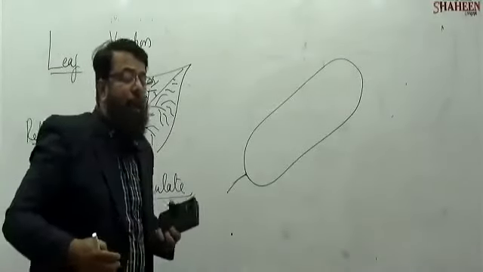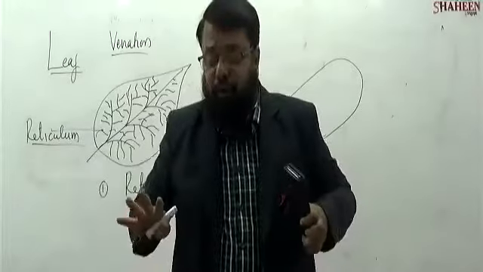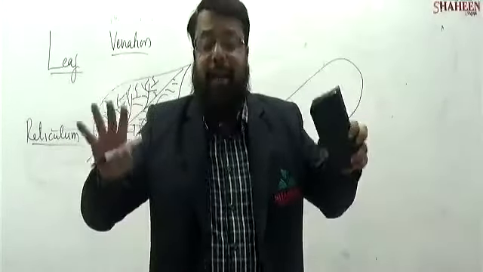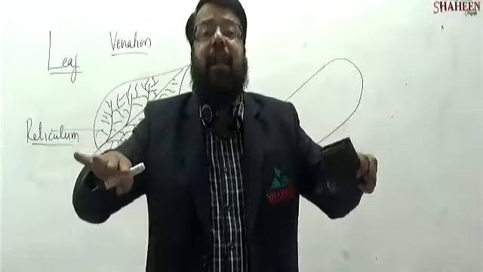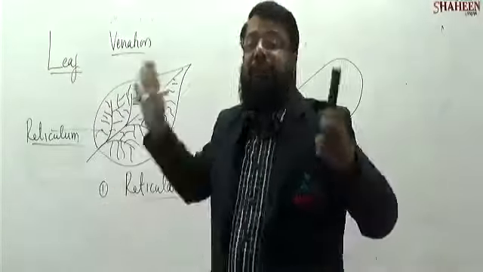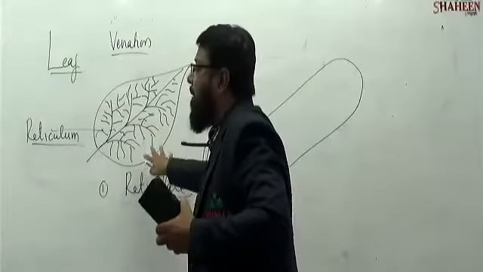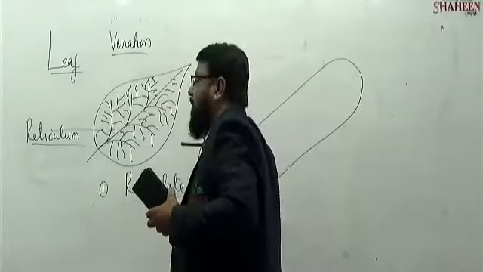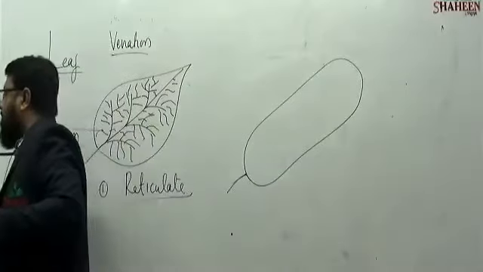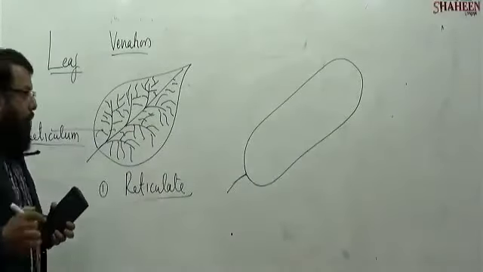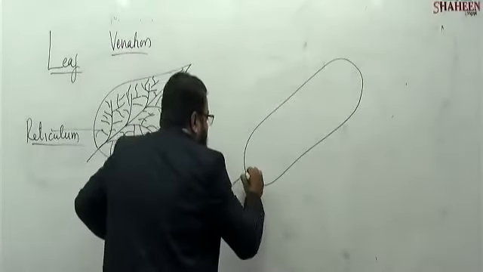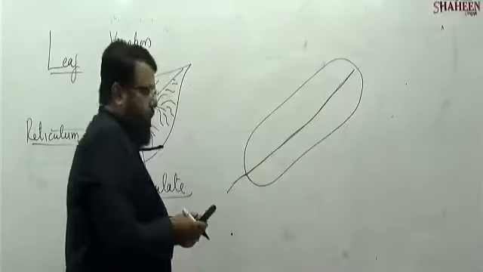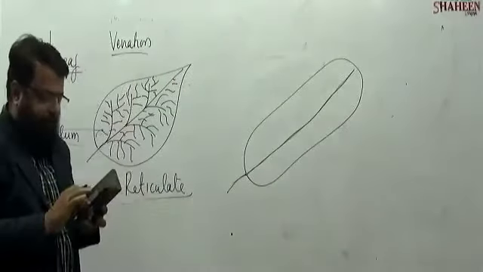We are talking about the arrangement of veins and veinlets in the leaf. The arrangement of veins and veinlets in the leaf is called venation. If that venation forms a reticulum, then it is called reticulate venation. Okay, now observe here. Answer my question. What is this vein? Which vein is it?